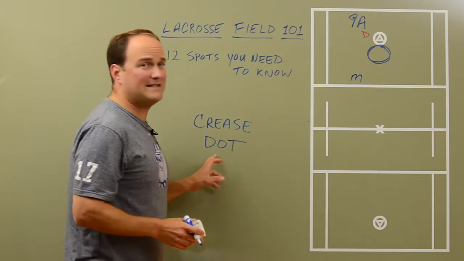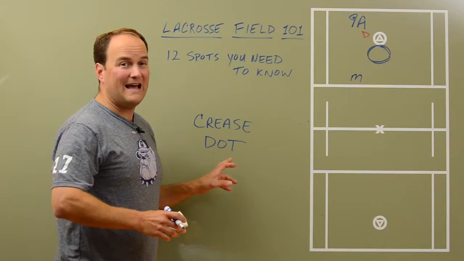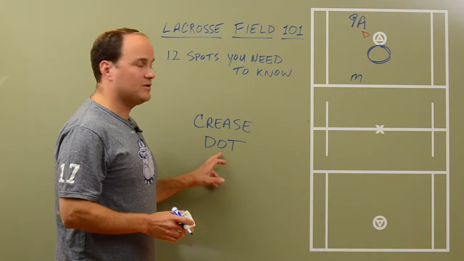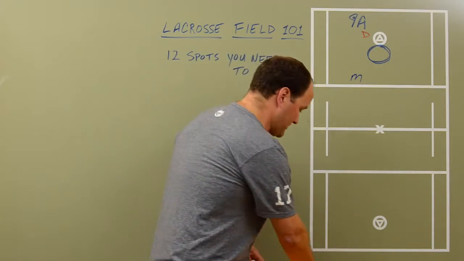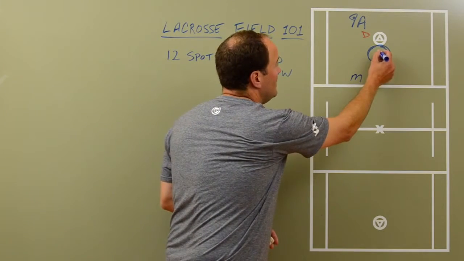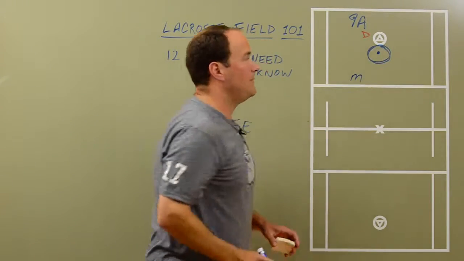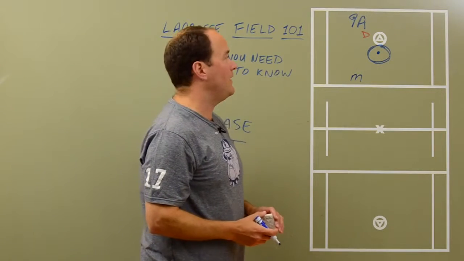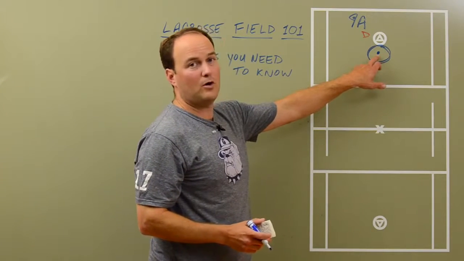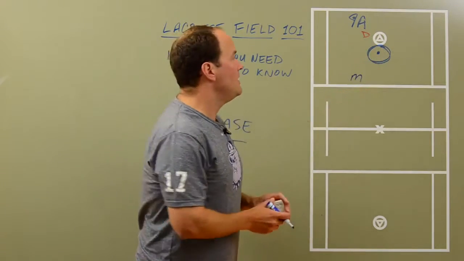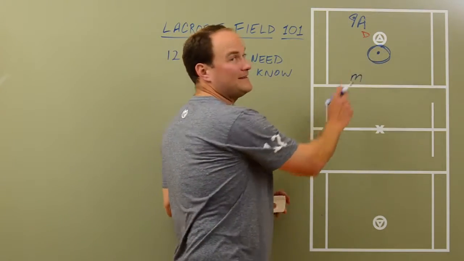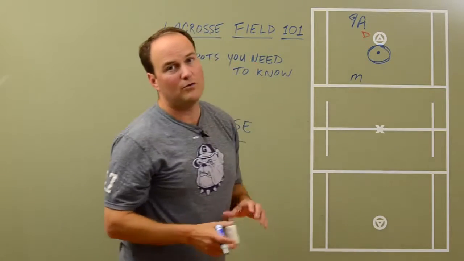And in my time at Georgetown and Notre Dame, and now at BTB, we also came up with another term called the dot, okay? And the dot is a more specific location directly in front of the goal. It's about a 2 foot by 2 foot area that's really close to the goal. And so the crease is kind of a general vicinity in front of the goal. The dot is not tiny, but it's a smaller section right in front of the goal.